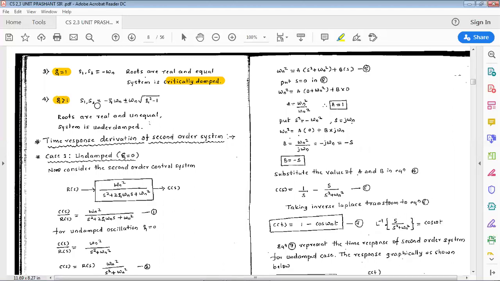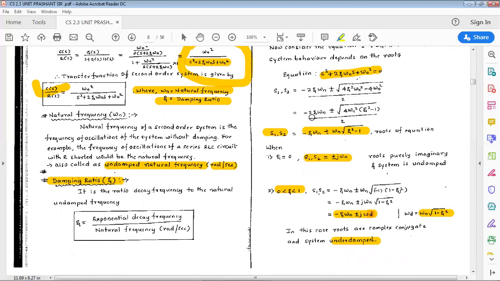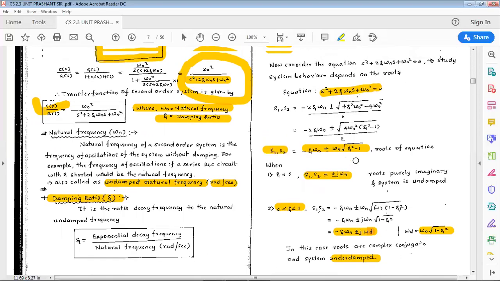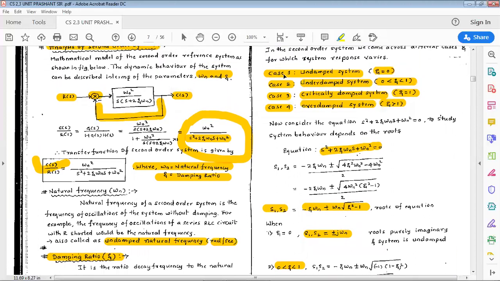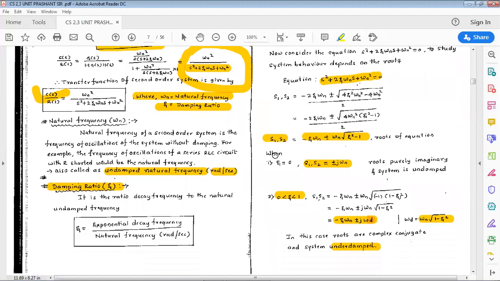Okay. So the last case, that is zeta greater than 1, wherein S1 and S2 result in minus zeta omega n plus or minus omega n under root zeta square minus 1. In this case, the roots are real and unequal. The system is overdamped. This is how the nature of roots decides how exactly the system varies. These four cases are very important. Undamped, wherein zeta is equal to 0; underdamped, zeta lies between 0 and 1; critically damped system, zeta is equal to 1; and overdamped system, zeta is more than 1. This is how it works.